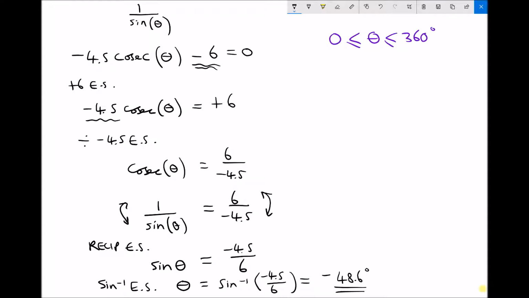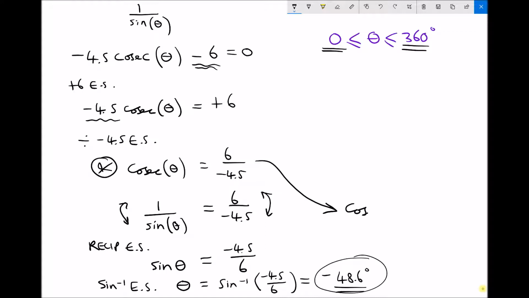Okay, so what we've shown there is that one solution to this function, cosec theta equals 6 over minus 4.5, is minus 48.6. The problem is that we're looking for all solutions between theta equals 0 and 360 degrees, and obviously minus 48.6 degrees doesn't fit in that range. So we're going to do a couple of things. First of all, we're going to rewrite this formula as follows.